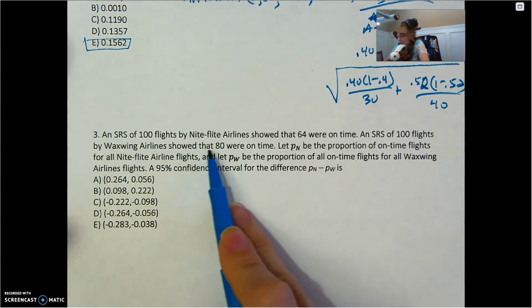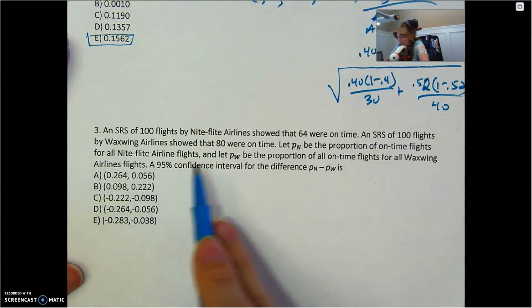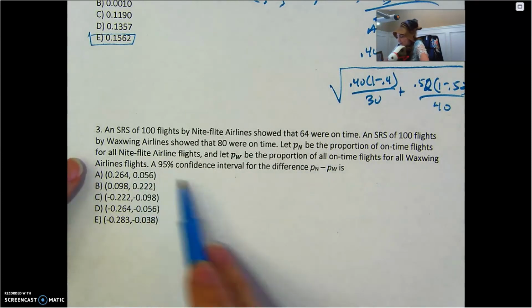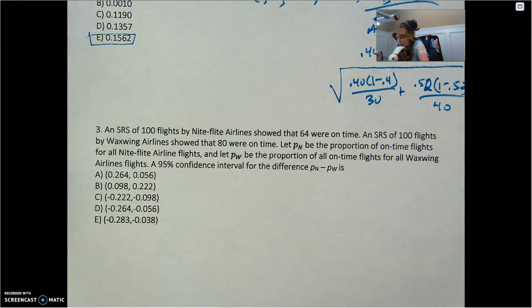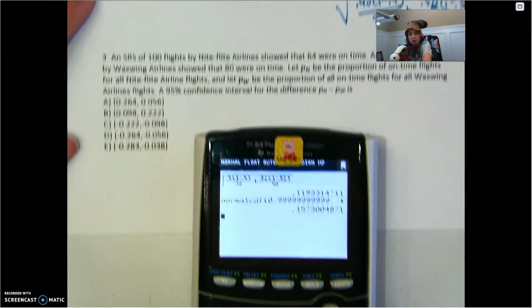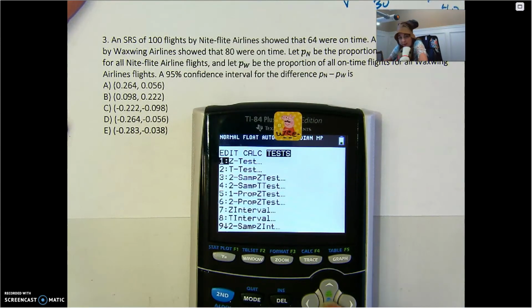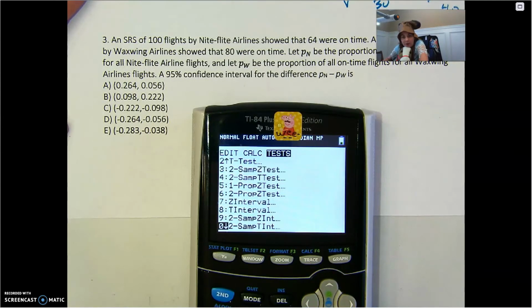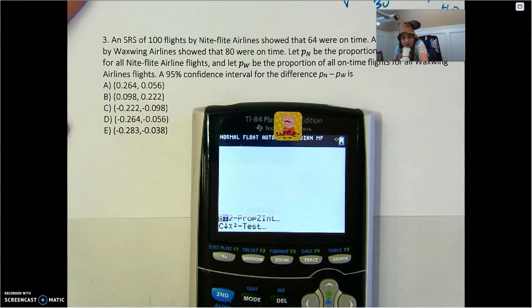An SRS of 100 flights by Night Flight Airlines showed that 64 were on time. We have an SRS of 100 by Waxwing and showed 80 were on time. Let N be the proportion of on-time flights from Night Flight, and W is Waxwing. We're going to find a 95% confidence interval for the difference between these two proportions. All right, so let me run you to Stat World. We're doing intervals. We have two proportions, so I want to skip past test. We want to look for intervals. There we are. Two proportions, Z interval.